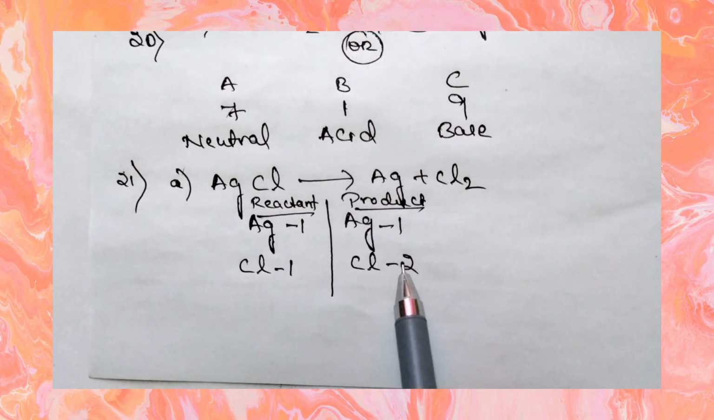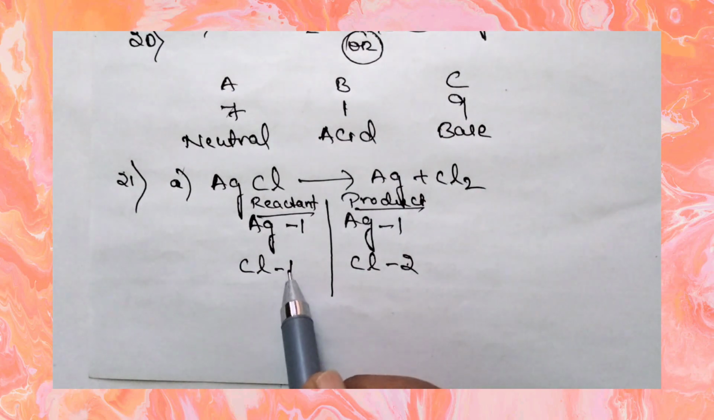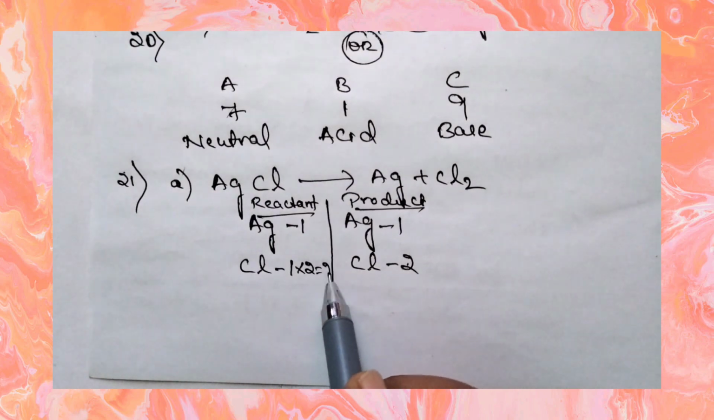To make LHS equal to RHS, this Cl 1 is multiplied by 2 to get 2.